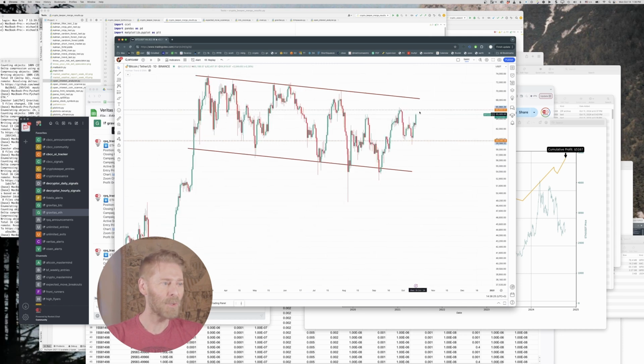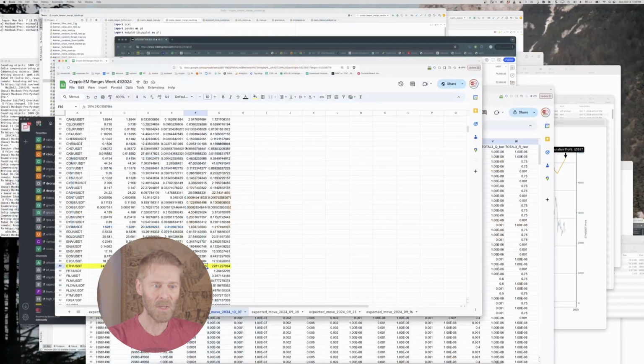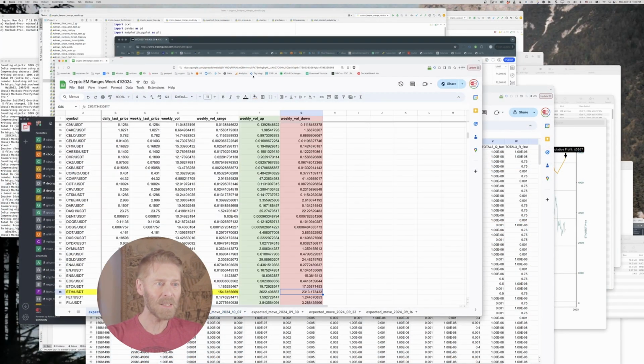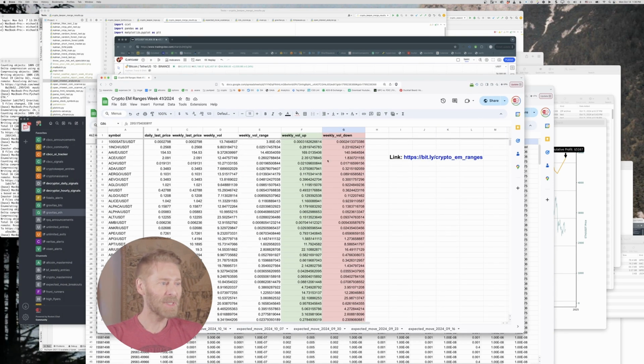Bitcoin as usual, and I've already plunked the expected move ranges. If you still don't know what they are, I always plot them. I have to find them in here somewhere. Here we go. I got a million spreadsheets open. This one you can find right here under bit.ly/crypto-EM-ranges. Take a look at this URL right here. I'm going to update this up here. It's week number 42 now, so I just updated this with the new expected move ranges.